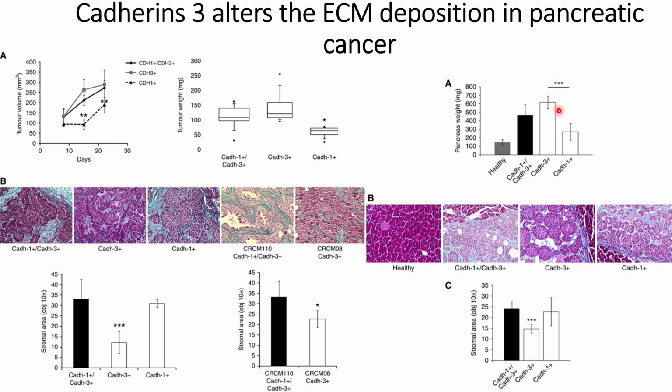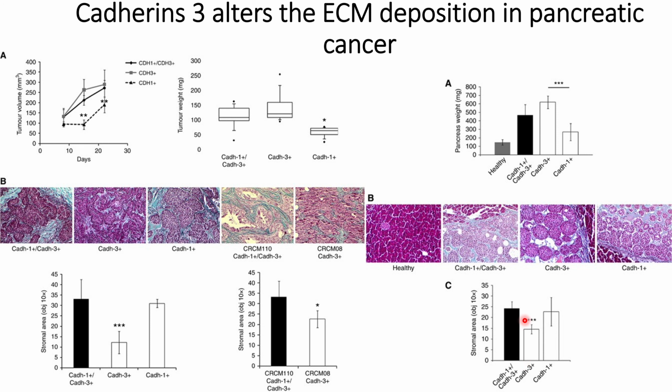This is in line with the results on the left hand side of panel A, that when Cadherin-1 is knocked down, they see a high increase in tumor weight, and when Cadherin-3 has been knocked down, they see a decrease in the pancreas weight. And when they check the stroma areas in these cell lines, this is the immunostaining in panel B, and the quantifications are in panel C, where we can see that stroma formation is lowest when Cadherin-1 has been knocked down.